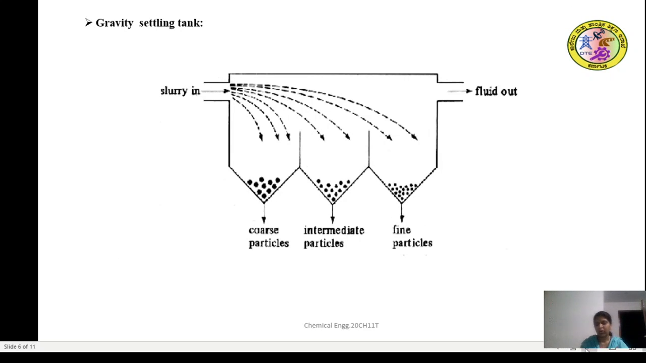So we have understood what is hinder settling, what is free settling, and how the classifiers separate the particles. Here they have a simple gravity settling tank. You can see here you have a slurry with a concentration of the solids. At a certain velocity it is pushed inside the gravity settling tank. Then you have a separation of the coarse particles, intermediate particles, and the fine particles. This is fluid out.